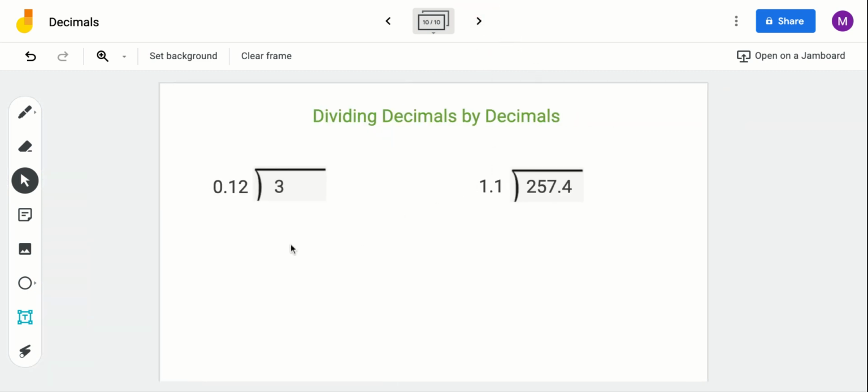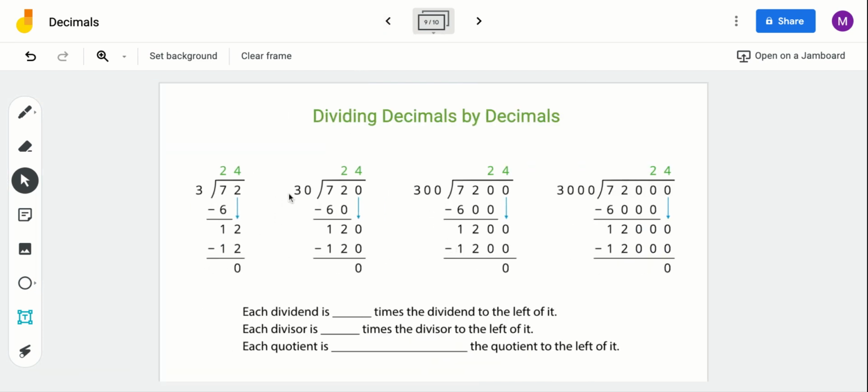Today, we're going to look at what to do with a division problem when we have decimals in the divisor. That's the only thing we haven't looked at yet. But before we get started, we're going to look at these four problems. We have 72 divided by 3, 720 divided by 30, 7,200 divided by 300, 72,000 divided by 3,000, and they all have a quotient of 24.